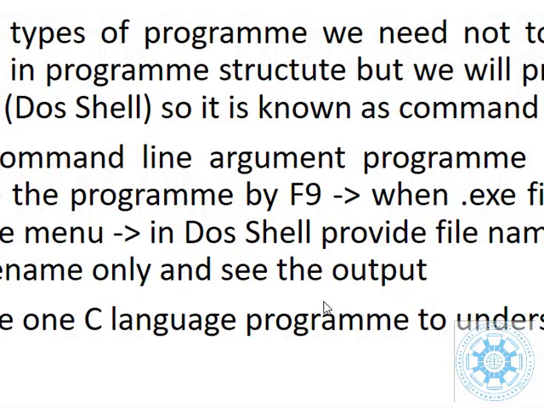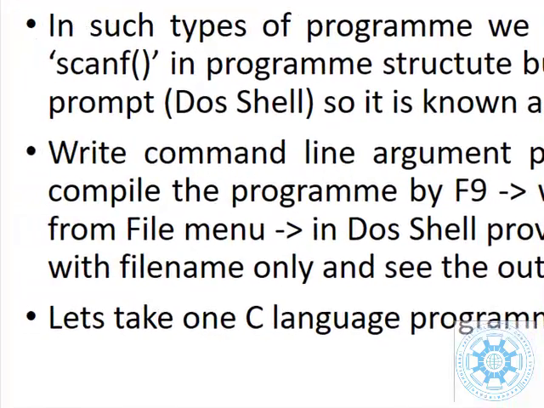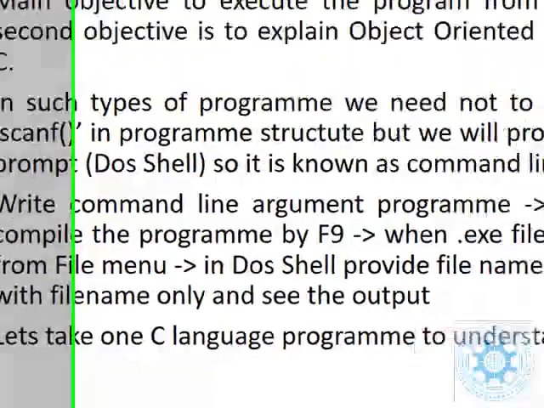It means when we start a command line program in Turbo C, we need to write that program, then save it with a .c extension, then make the exe file by pressing F9, and then move to DOS shell by the file menu, and run the program by its file name and provide the proper argument, whatever it is. In the last point mentioned, let's take one C program to understand this topic.